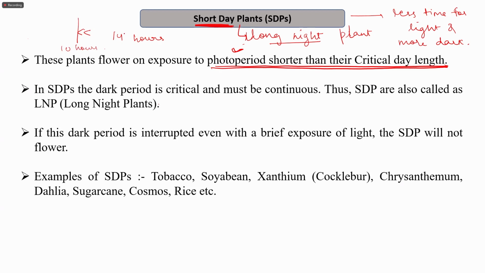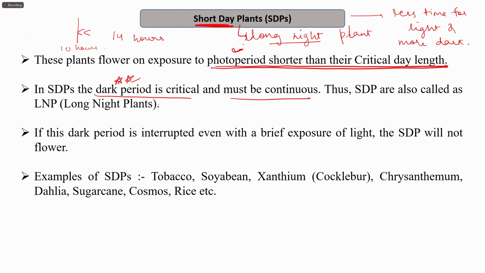Right? So these plants require less light. These plants flower on exposure to a photoperiod shorter than their critical day length. And in SDPs, the dark period is critical and must be continuous. This is very important. The plants were named short day plants and long day plants because Garner and Allard were observing the plants in the daytime, that is, the length for which the light is being exposed.